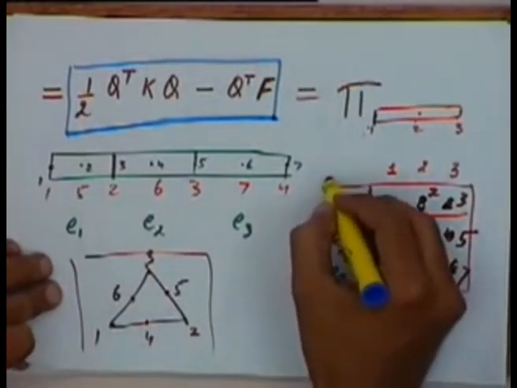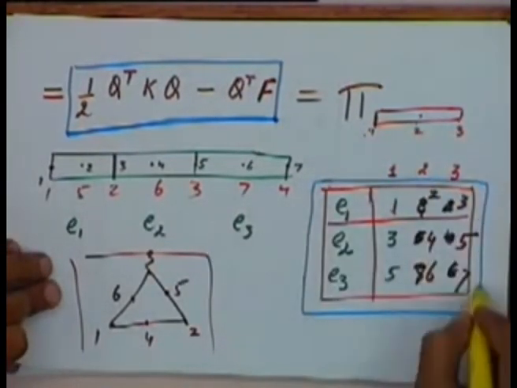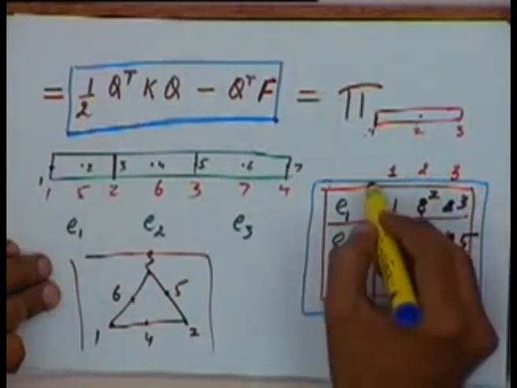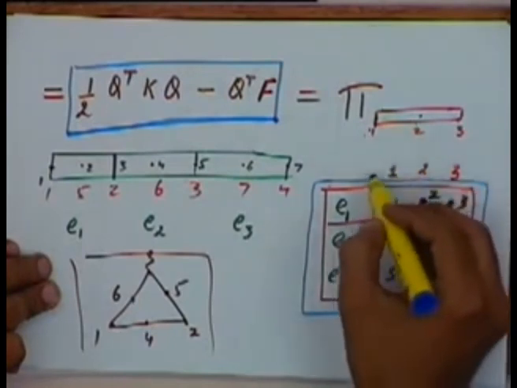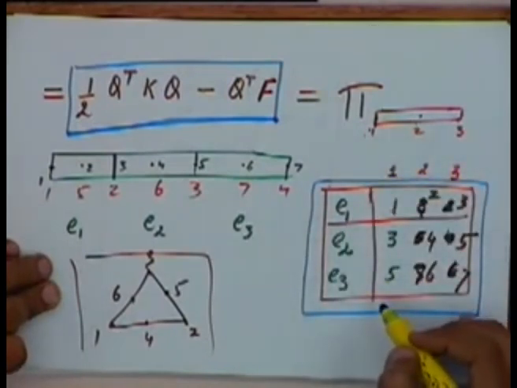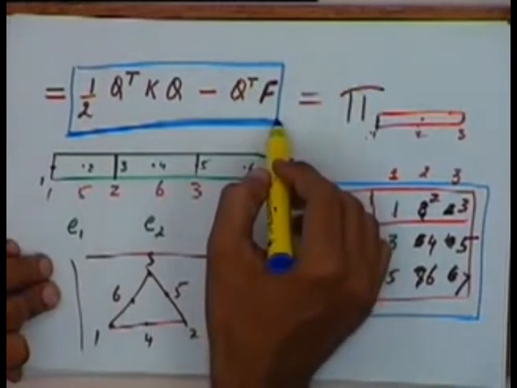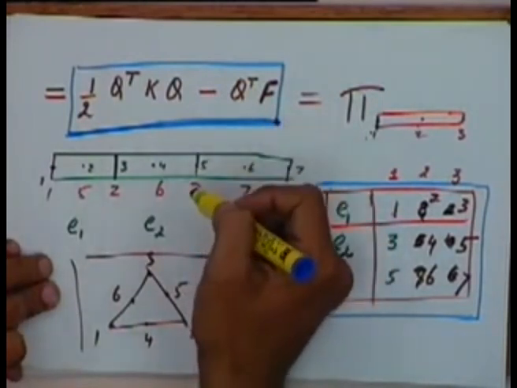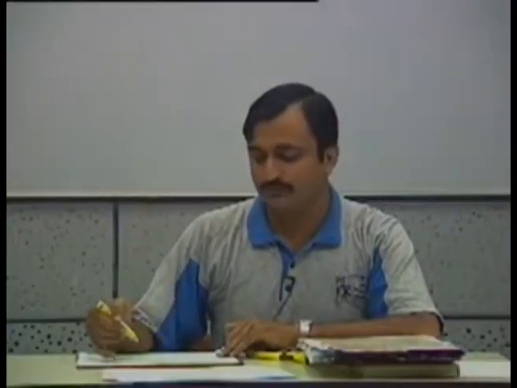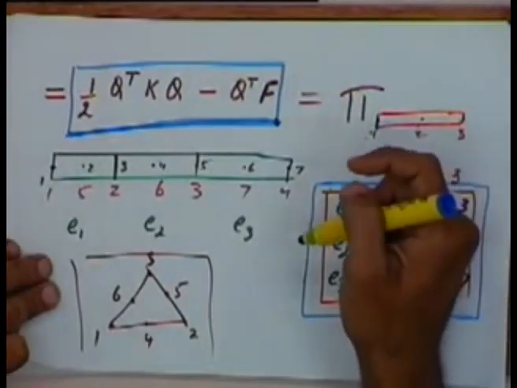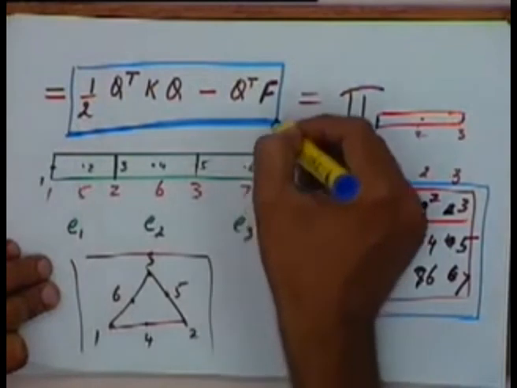The only thing that will change will be this matrix. That means the elements will have a different number of nodes, a different kind of local numbering and a global numbering. So the potential energy expression will always remain the same. What we will do from now onwards is that for different types of problems, for two-dimensional as well as three-dimensional problems, we will just see how to define elements, how to define shape functions, and how to get this potential energy expression.